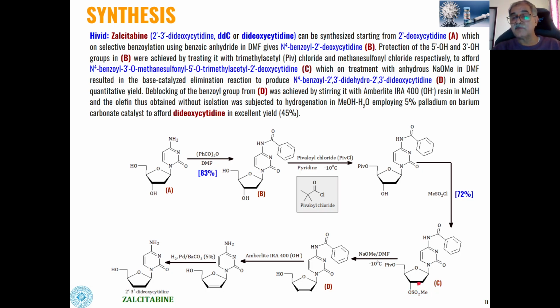Methane sulfonic acid will be removed. This will become a carbon-carbon double bond, and hydrolysis of this pivaloyl ester will also take place, and we will get the corresponding primary alcoholic functional group.